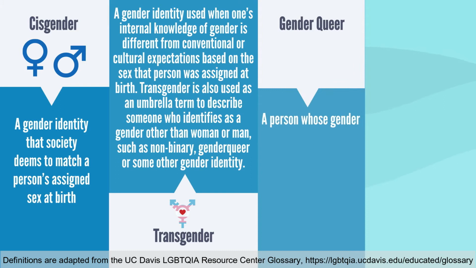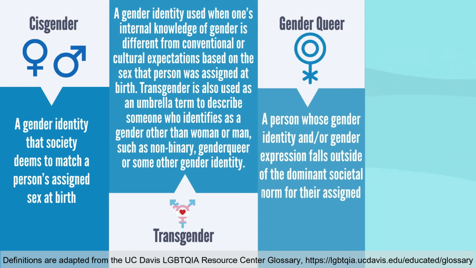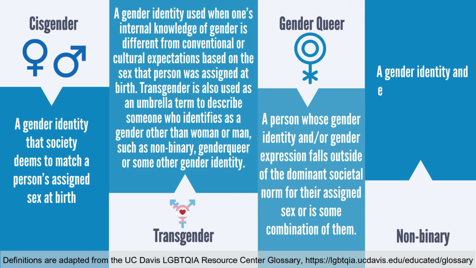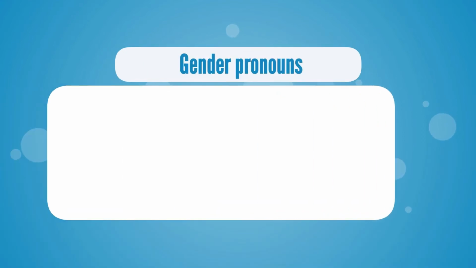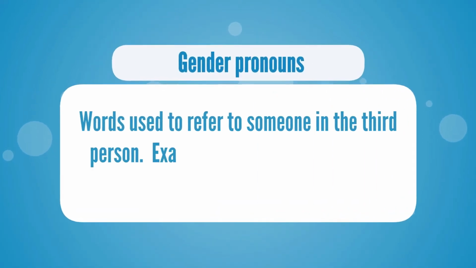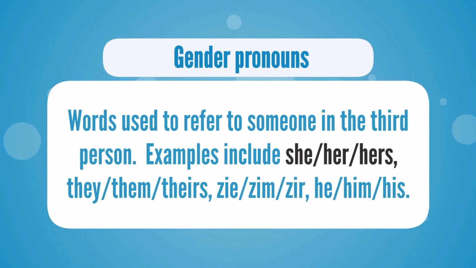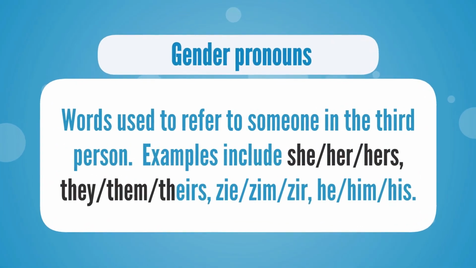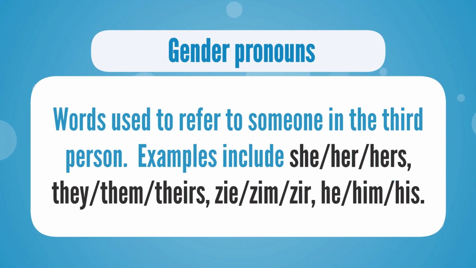Genderqueer, a person whose gender identity and/or gender expression falls outside of the dominant societal norm for their assigned sex or is some combination of them. Non-binary, a gender identity and experience that does not fall within the male-female gender binary. Gender pronouns, words used to refer to someone in the third person. Examples include she, her, hers, they, them, theirs, sie, zim, zir, he, him, his.